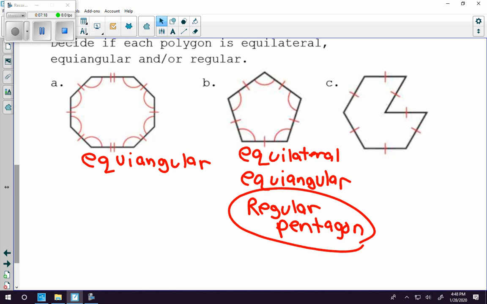Okay, in part C, if I counted that right, it's a heptagon. 1, 2, 3, 4, 5, there's 7 sides. It has 7 sides, so it's definitely a heptagon. And as I'm looking at this heptagon, it's definitely equilateral.